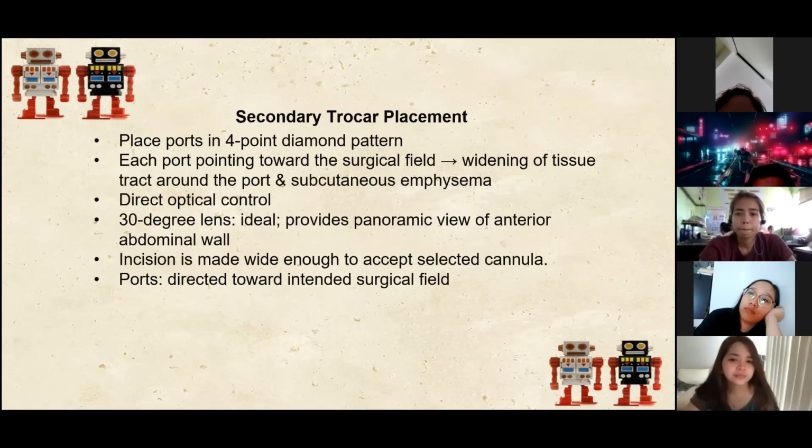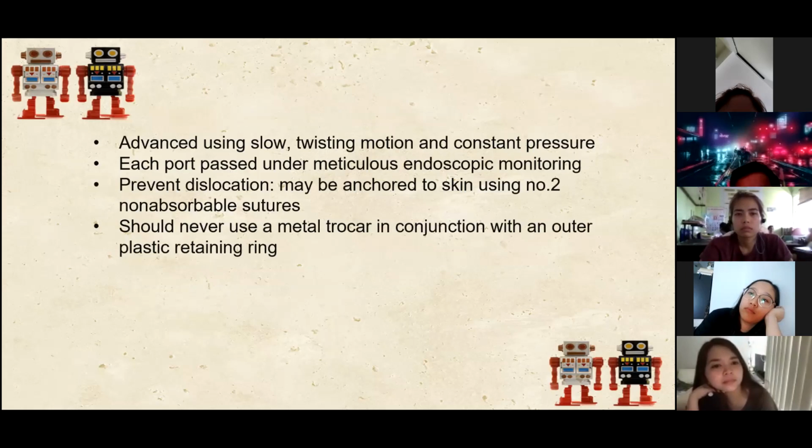The 30-degree lens is ideal because turning the lens 180 degrees away from the surgical site provides a panoramic view of the anterior abdominal wall. With the blade, an incision is made wide enough to accept the selected cannula, and ports should be directed towards the intended surgical field to provide tension-free maneuverability of the laparoscopic instruments.